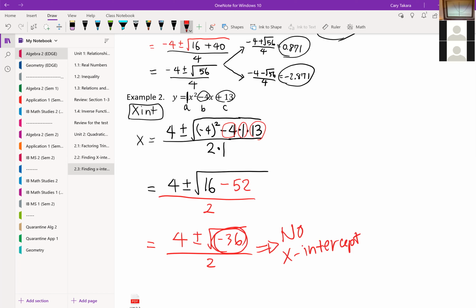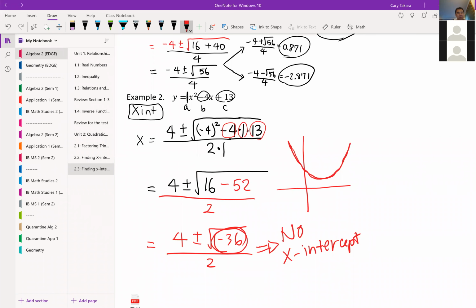Do you see that the parabola is not hitting the x-axis? The parabola is something like that. It does not have an x-intercept. The curve does not go all the way down to the x-axis. It will never cross. That means it doesn't have an x-intercept.